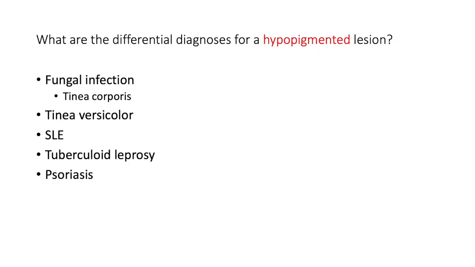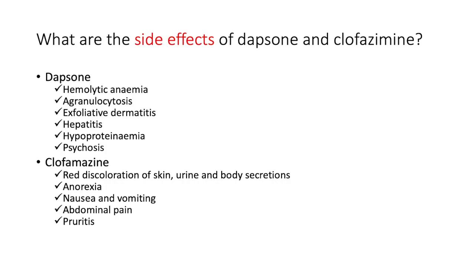Alrighty. And what are the side effects of dapsone and clofazimine? Well, dapsone is renowned for causing hemolytic anemia. So what happens in hemolytic anemia is that your hemoglobin is going to be low. Right, you're hemolyzing, so your LDH, your lactate dehydrogenase, is going to be high, and your haptoglobin is going to be low. And if your bone marrow is functional, you're going to see a commensurate increase in your reticulocyte count. So your RPI is going to be high.